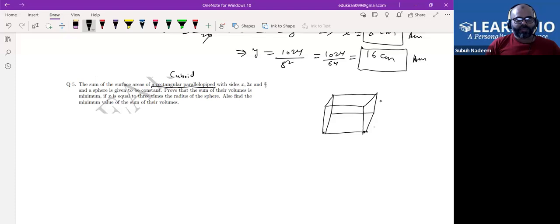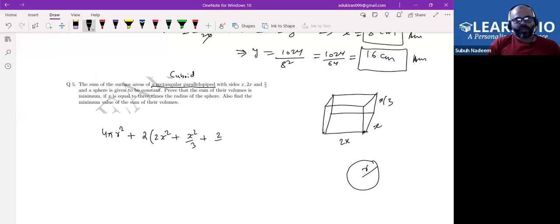With sides x, 2x, and x by 3. And a sphere is given to be constant. And there is a sphere also. Its radius is not given, so let us suppose its radius is r. The surface area of the sphere will be 4 pi r square. And the surface area of the rectangular parallelepiped will be 2 times (LB plus BH plus LH). So it will be 2 times (2x square plus x square by 3 plus 2x square by 3).